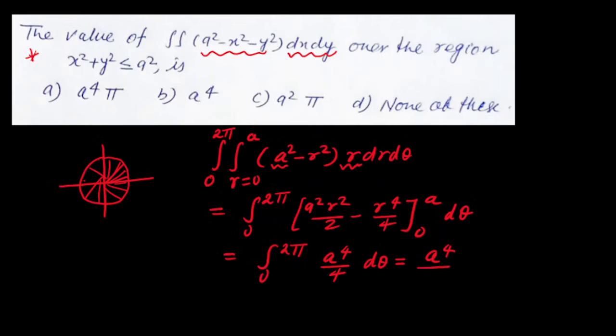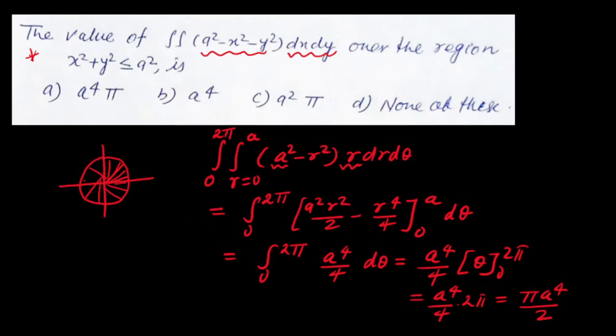Now I will get a to the power 4 by 4, and the integration of d theta is theta, with limit 0 to 2 pi. So that will give me a to the power 4 by 4 into 2 pi minus 0. So that will be 2 pi. So that will give me pi into a to the power 4 by 2.